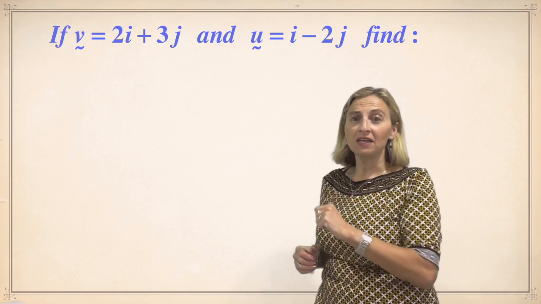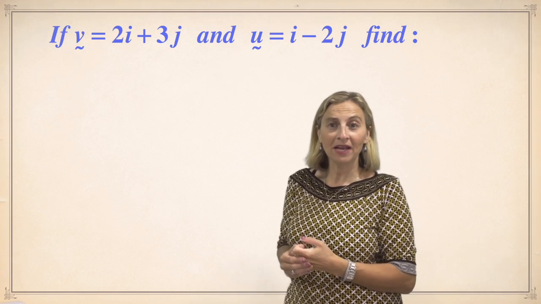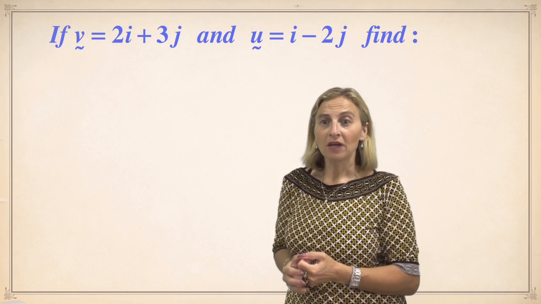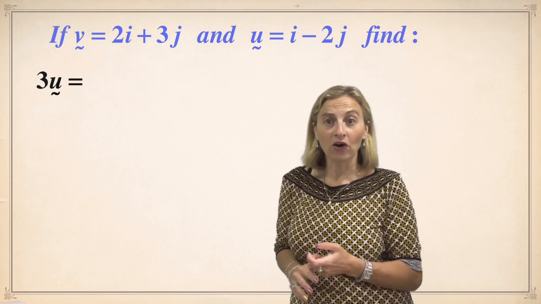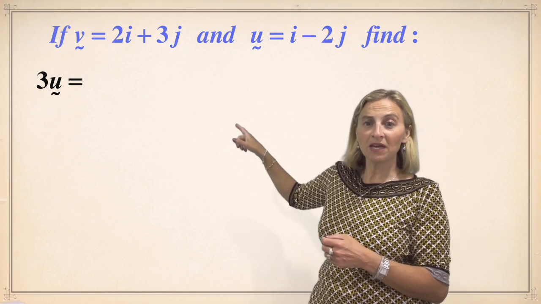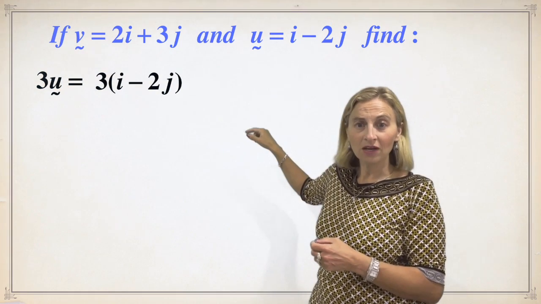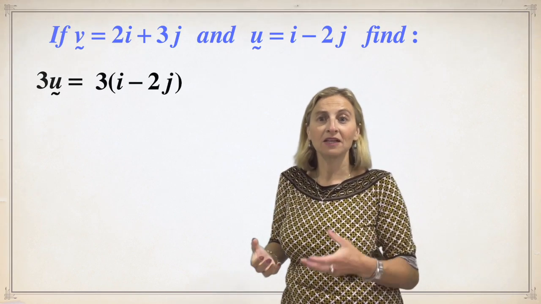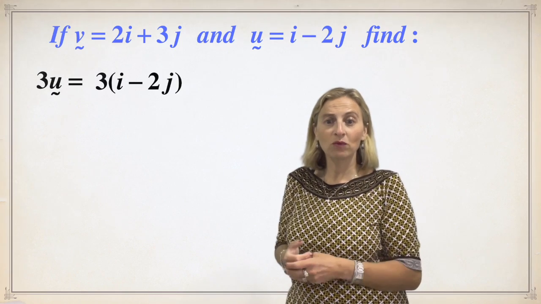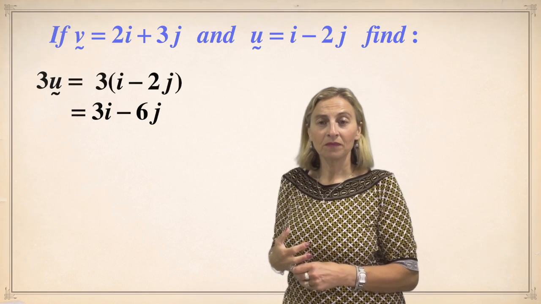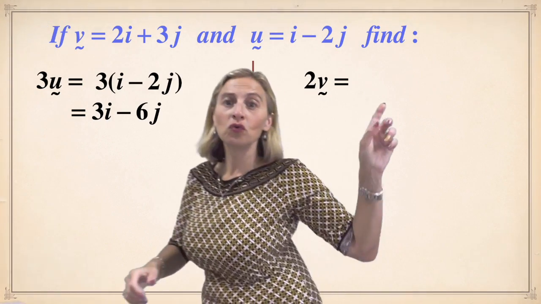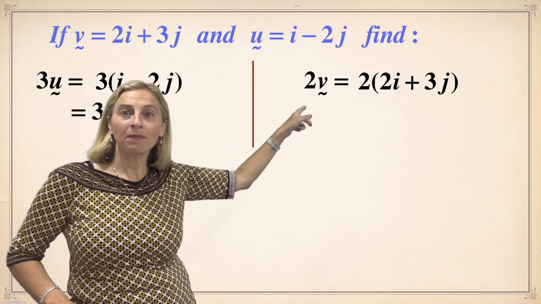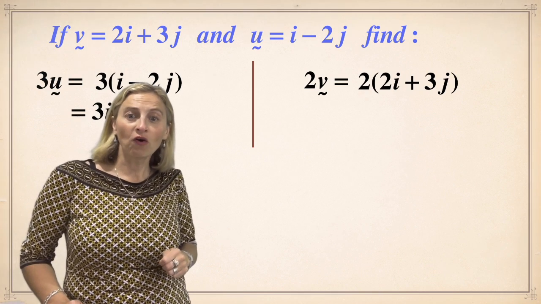If our vector v, for example, is 2i plus 3j, and vector u is i minus 2j, and I want to find the value of 3 lots of vector u, that's going to be 3 times bracket i minus 2j. We expand that like ordinary brackets, and so my answer will be 3i minus 6j. Similarly, if I have 2 times vector v, that will be 2 times (2i plus 3j), which is 4i plus 6j.